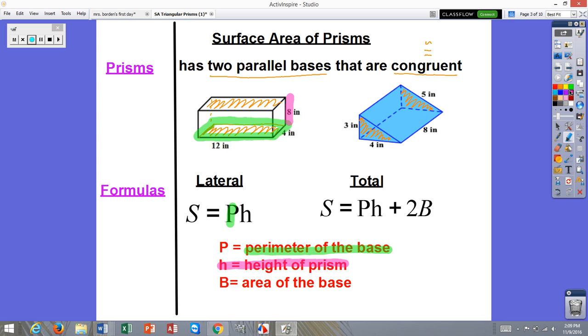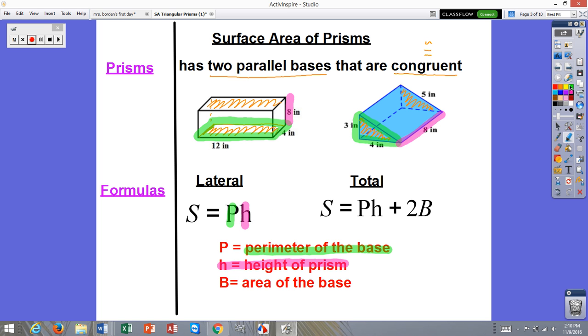With a triangular prism, same concept. I'm finding the perimeter of the base and then multiplying by the height of my prism. The height is how far apart the bases are from each other. So the 8 would be the height in the triangular prism. The perimeter of the base would be all the sides of this triangle, so 3 plus 4 plus 5 would be the perimeter. By multiplying the perimeter times the height, I'm adding all those rectangles that are wrapping these triangles. I'm getting all of those at the same time. Okay? So perimeter times height will give me the lateral area.